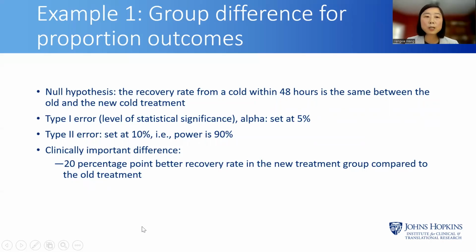For this question, the null hypothesis is that the recovery rate from cold within 48 hours is the same between the old and the new treatment. The type 1 error is set at 5% and the type 2 error at 10%, which is equivalent to 90% power. So what is the clinically important difference here? As we can see from the description, we're looking at a 20 percentage point better recovery rate in the new treatment group compared to the old treatment.